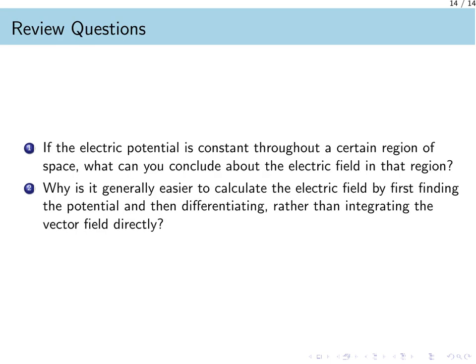Let us end with 2 review questions to test your understanding. First, if the electric potential is constant throughout a certain region of space, what can you conclude about the electric field in that region? Second, why is it generally easier to calculate the electric field by first finding the potential and then differentiating, rather than integrating the vector field directly? Take some time to think about these conceptual questions.